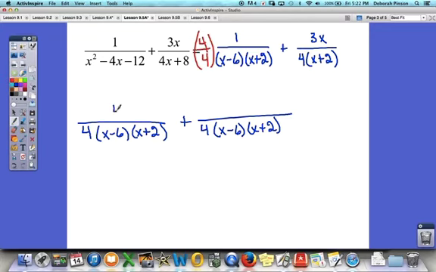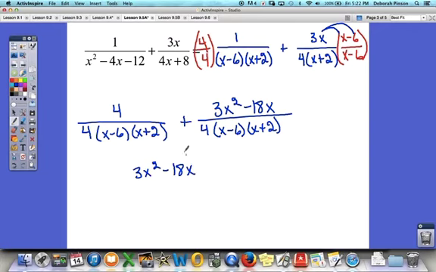So 4 times 1 is 4. The second one, I have the 4 and the x plus 2. I don't have the x minus 6, and then I'll distribute out that. So I'll have 3x squared minus 18x. And then let me go through, combine like terms, keep the common denominator. When I'm trying to combine like terms, I just like to write it in descending order. So that's why I put the 3x squared first.